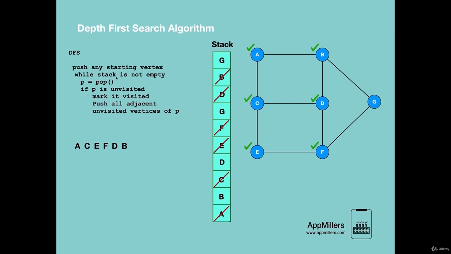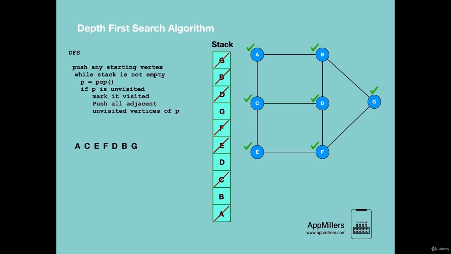Then one more time we are checking that the stack is not empty, so G will come out because this is the last element in our stack. Then we will check if G is visited or not. We see that G is not visited, so we will mark it as visited. Then we will push all adjacent unvisited vertices of G to this stack. Now we see that all adjacent vertices of G are visited, so we are not going to push any element to this stack over here. Now our loop will still continue because you see that we have G, D, B elements over here. Now one more time we are calling the pop method, so in this case G will come out.